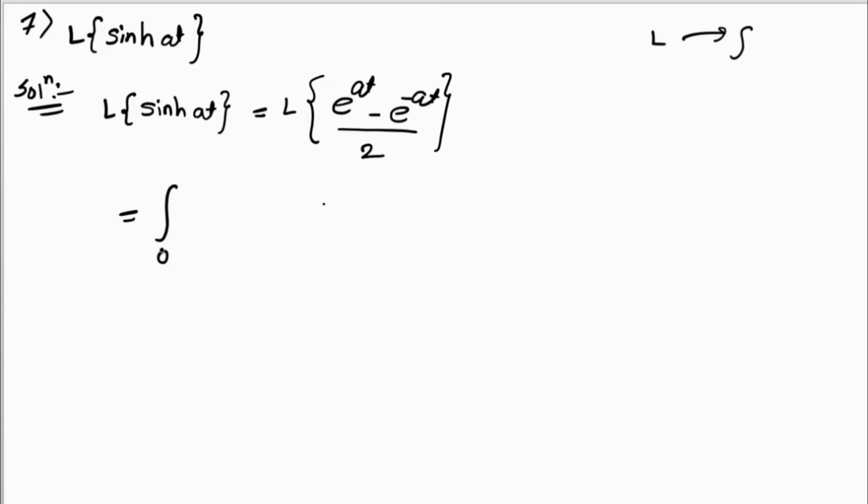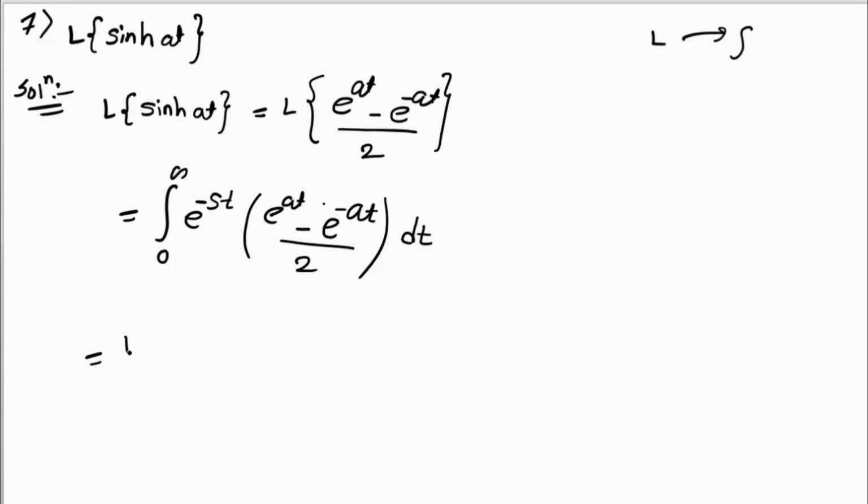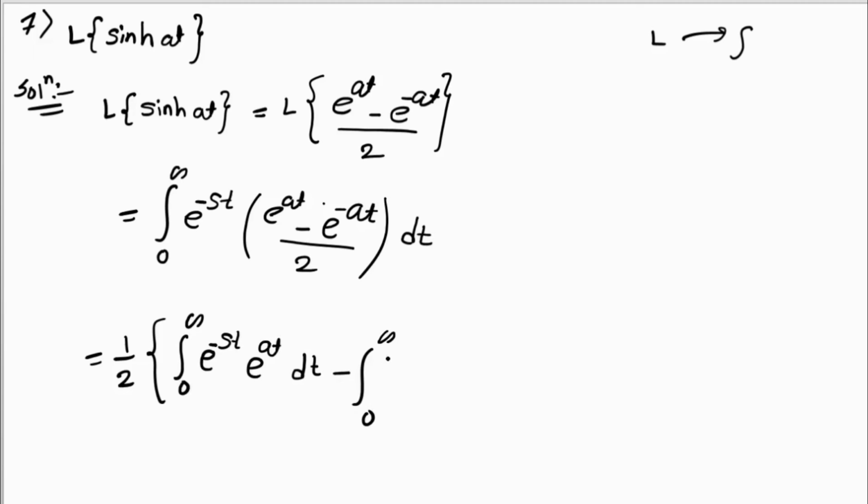Now, by definition, it is integral 0 to infinity e raised to the power minus st into function. So function is e raised to the power at minus e raised to the power minus at divided by 2 dt. In integration, constant we can take outside or term wise we can separate the integration. So 1 upon 2 is constant, take outside. Integral 0 to infinity e raised to the power minus st e raised to the power at dt minus integral 0 to infinity e raised to the power minus st e raised to the power minus at dt.